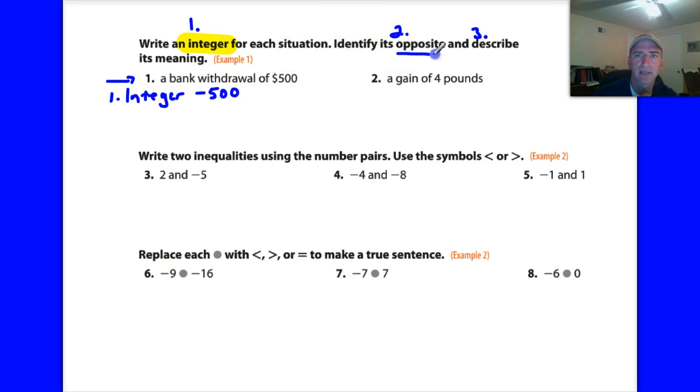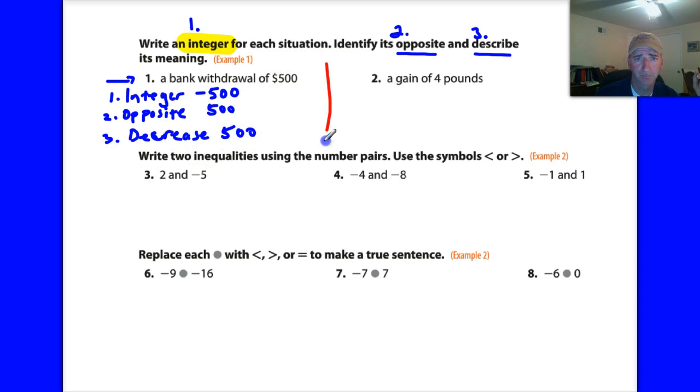Then the second thing it says is write its opposite. Well, what's the opposite of negative 500? That would be 500. So you're checking your vocabulary here. And then the third thing it says is describe the meaning. Well, keep it simple. What happened here? Your bank account decreased $500. Right, and that's the negative number right there.